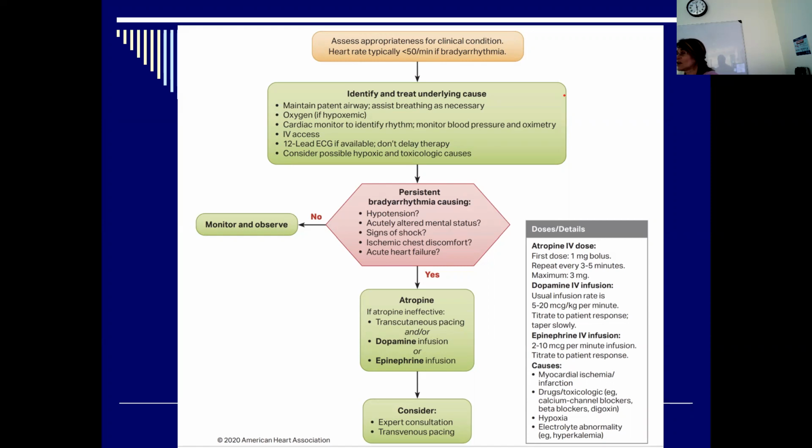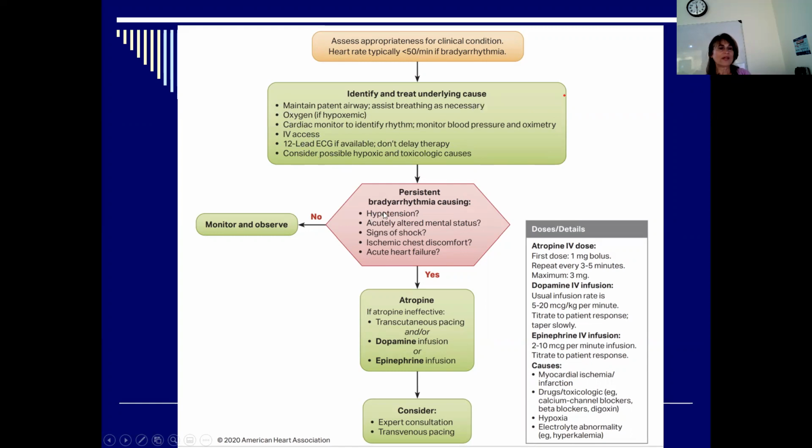So we're going to do a mega code starting probably after next week. And I'm going to ask you, what is the patient's oxygen saturation and are you going to put them on oxygen? So if you say 92%, 93%, I'm good with either one of those. Start them on oxygen. Use a cardiac monitor to identify the rhythm, start an IV, do a 12 lead if it's available. Consider what's causing it.